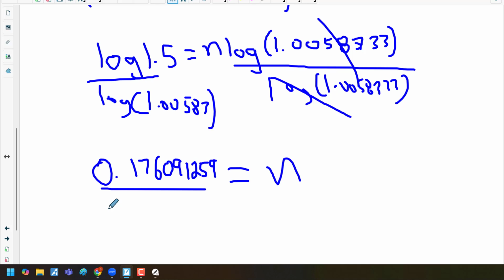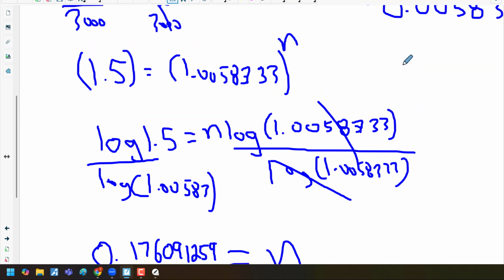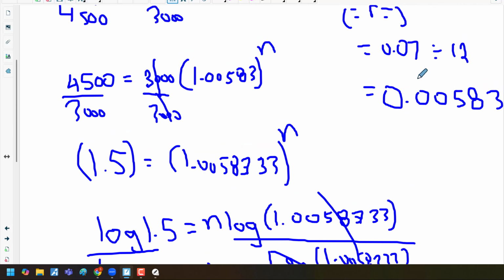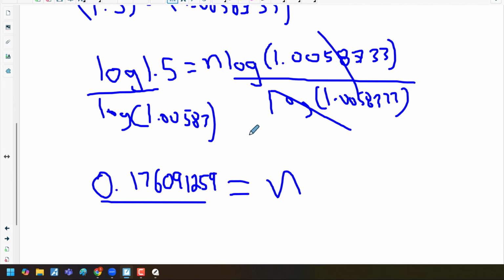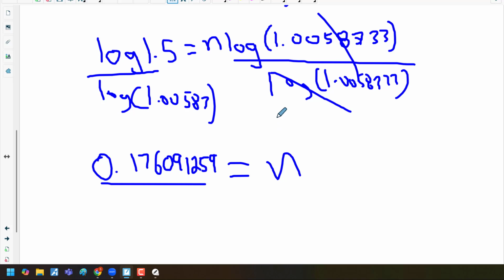1.005. Oh, wait, hold on. What was this? Oh, yeah. 0.07 divided by 12, and then log of that. Oh no, I made a mistake. Oops. 0.07 divided by 12 plus 1, and then log of that. There you go.